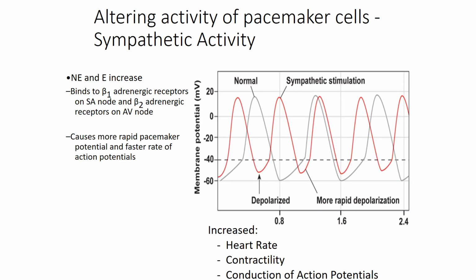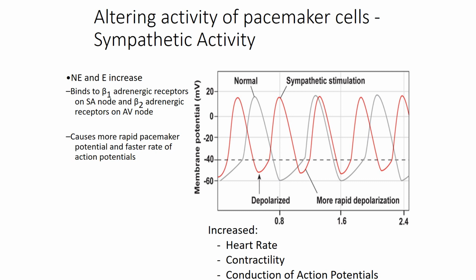So sympathetic activity of the autonomic nervous system can influence our pacemaker cells, and so we've seen this before where we talked about how norepinephrine and epinephrine can increase the rate of the heart and also the contraction of the heart too.